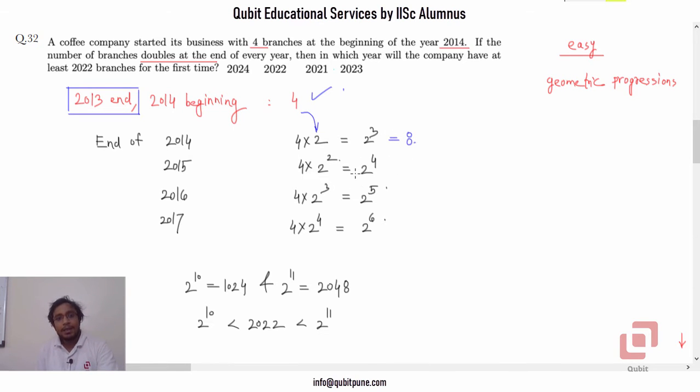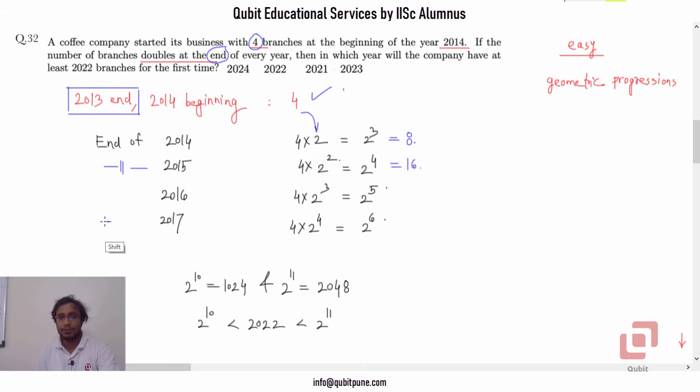Correct? Now this will repeat, because they have said it repeats the number of branches at the end of every year, which means at the end of 2015 the number of branches will get doubled, so it will be 2 times 8 or 16. The other thing that you need to observe here is that because this number 4 is also a power of 2, an integral power of 2, I've utilized that. So at the end of 2014 it is 8, so I've written it as 2 raised to 3, then 2 raised to 4, then 2 raised to 5, then 2 raised to 6, and so on.